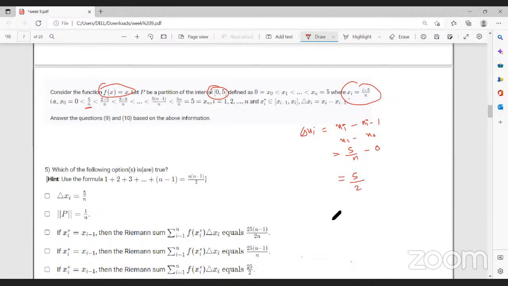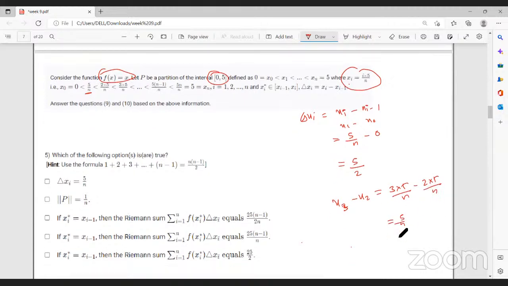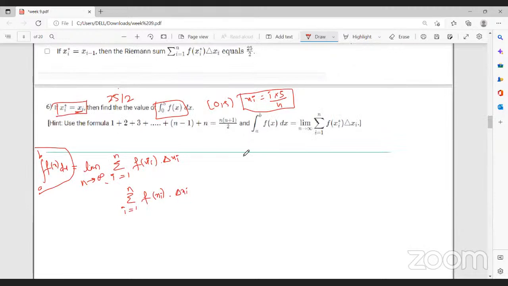Right? Yes. You can consider any point, say x3 minus x2 also. That x3 will be 3 times 5 by n and x2 will be 2 times 5 by n. So I will get 5 by n only. So my delta xi is 5 by n here, right? So my delta xi is 5 by n. Now put this value in this.